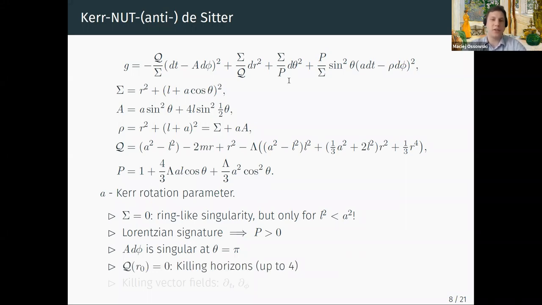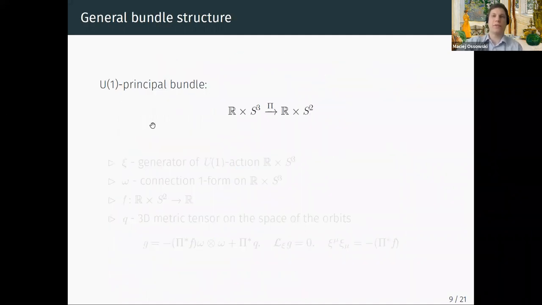We have up to four horizons, up to four Killing horizons, which correspond to the roots of this function Q. This is also something completely analogous, for example, to the behavior of Kerr-de Sitter, where we'd also have up to four Killing horizons, and similarly, we have two Killing vector fields, so ∂t and ∂φ. And again, we want to.